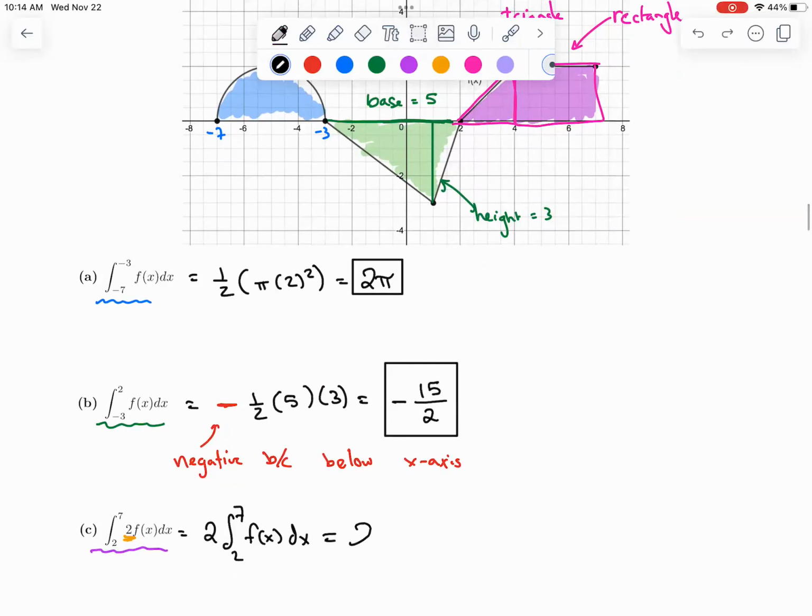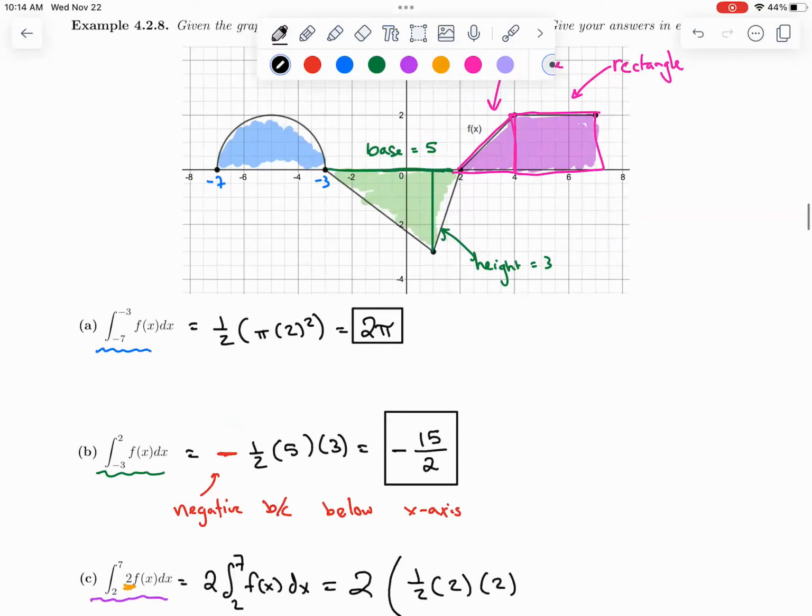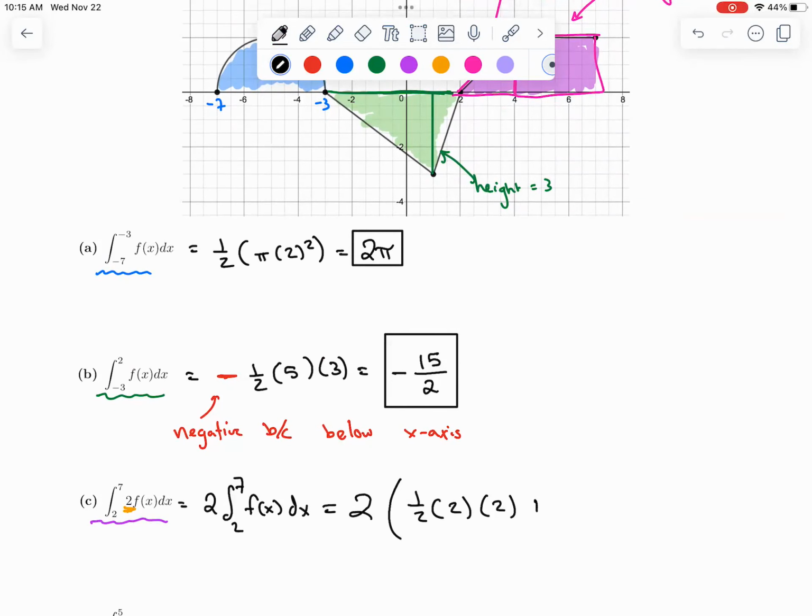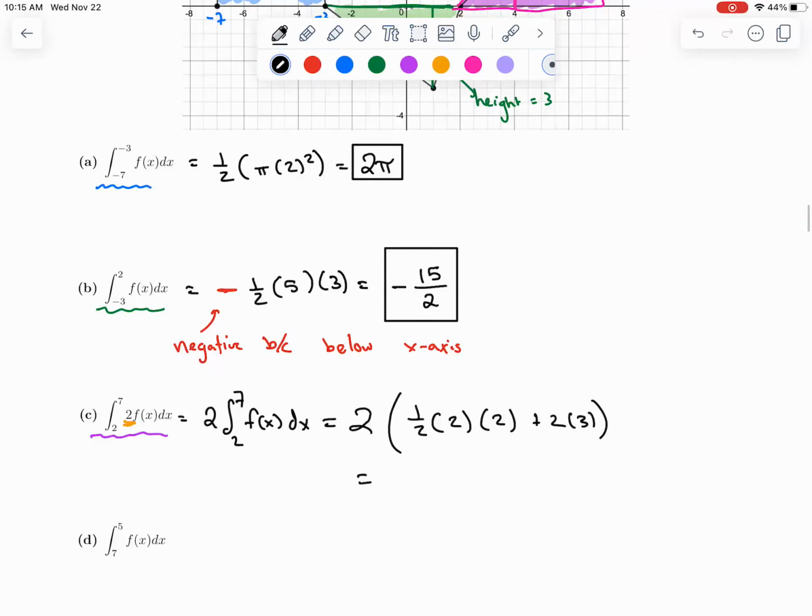So the 2 is still out front. It's 1/2 the base, which is 2, times the height, which is also 2 for that triangle. The base is from 2 to 4, so that's a distance of 2. The height is 2, and that rectangle has a height of 2 and a width of 3. Plus 2 times 3. That's going to be 2 times 2 plus 6. That's 16.